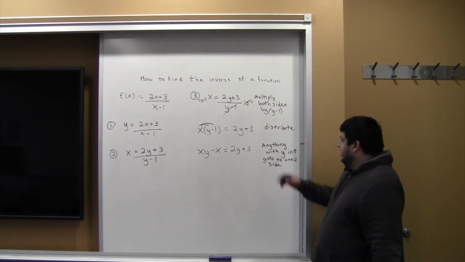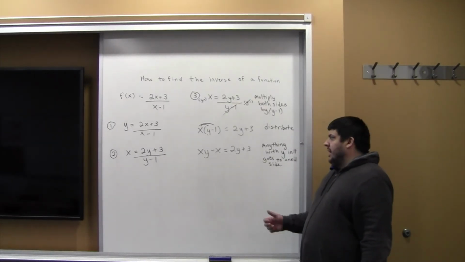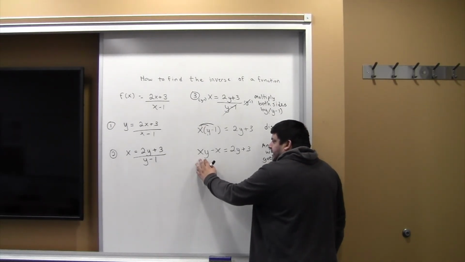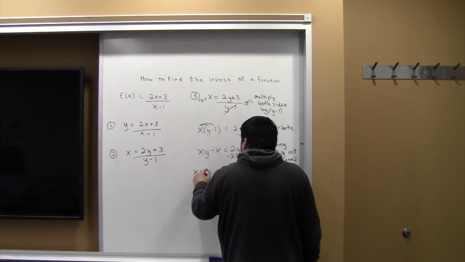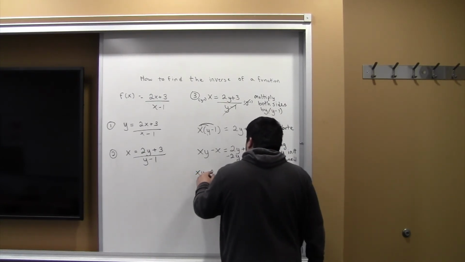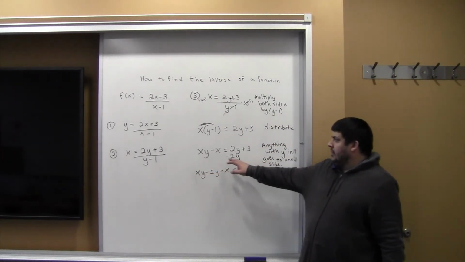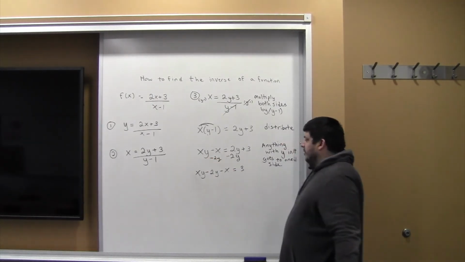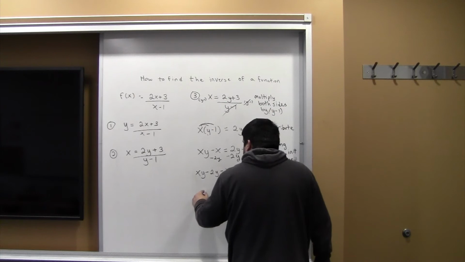If you can't see it, it just says anything that has a y in it goes to one side, and likewise, anything that doesn't have a y in it goes to the other side. Well, I notice this has a y in it. Why don't I move this 2y over here, and then why don't I move this x over here, so I'm left with this.